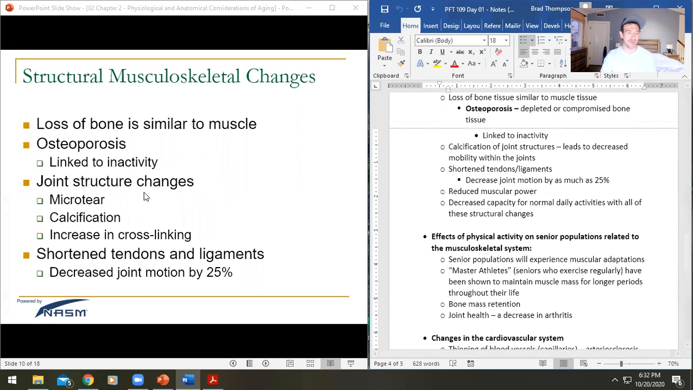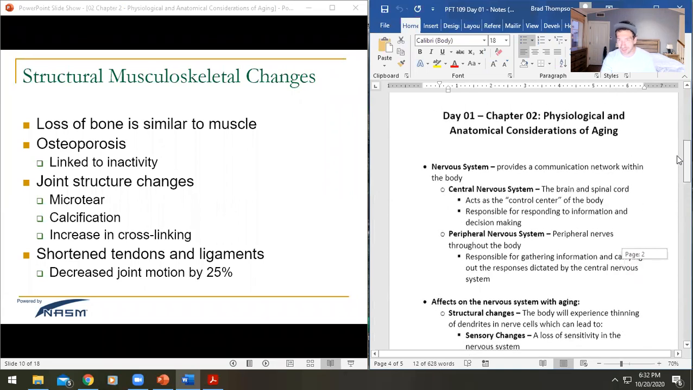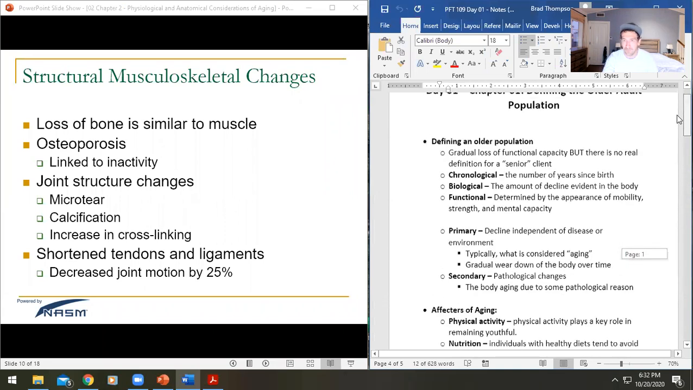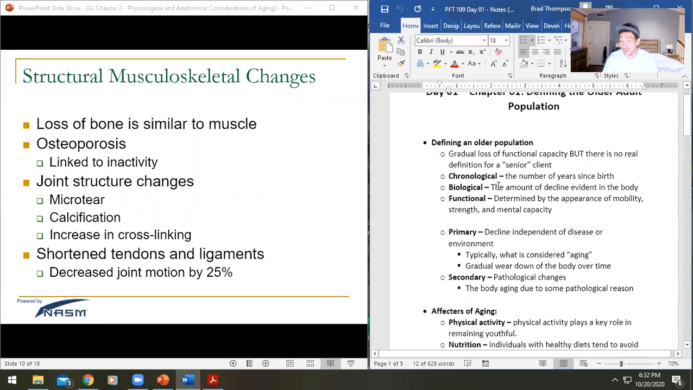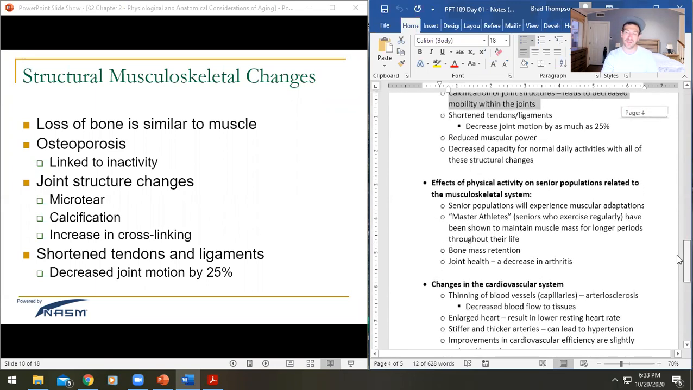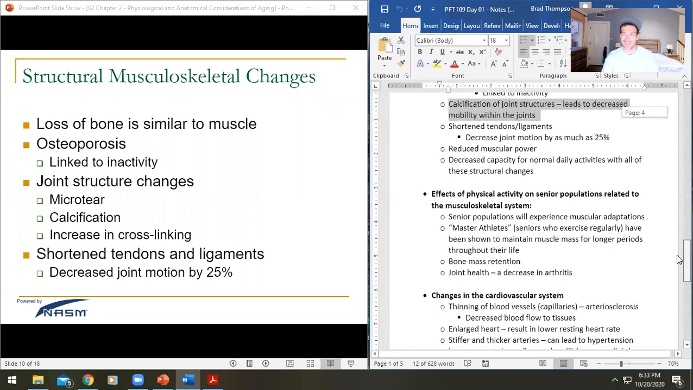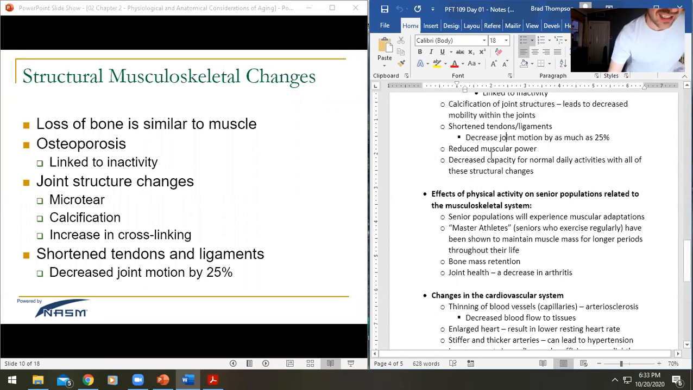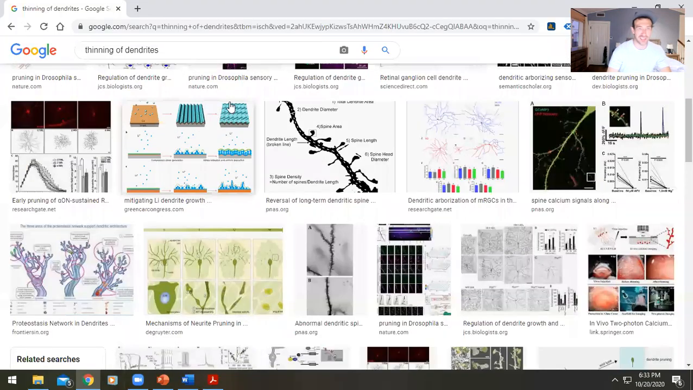And then here's one, boy, let me tell you. Let's go back up top. There it is, biologic aging, which is a decline in the body, and then secondary, which is a pathological change. This is me all over. Calcification of joint structures, which leads to decreased mobility in the joints. So as we get older, our body likes to calcify tissues.